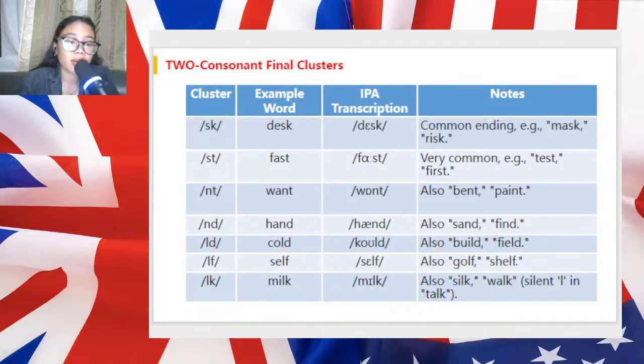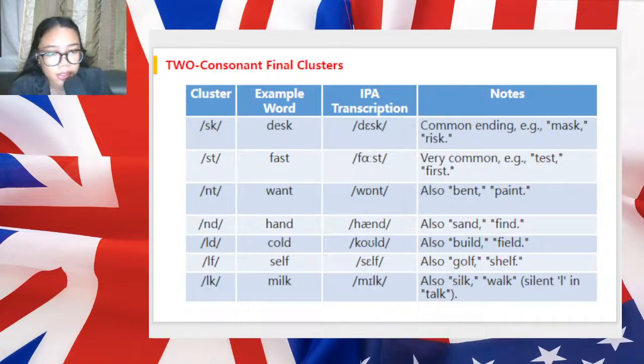It's very clear. It's very consistent from S to K. No vowel sound in between, no pause in between. It's just very direct. So you'll find this same pattern in words like mask and risk. So try the words desk, mask, risk with me. Make sure that the SK cluster is clearly pronounced as a unit at the end.